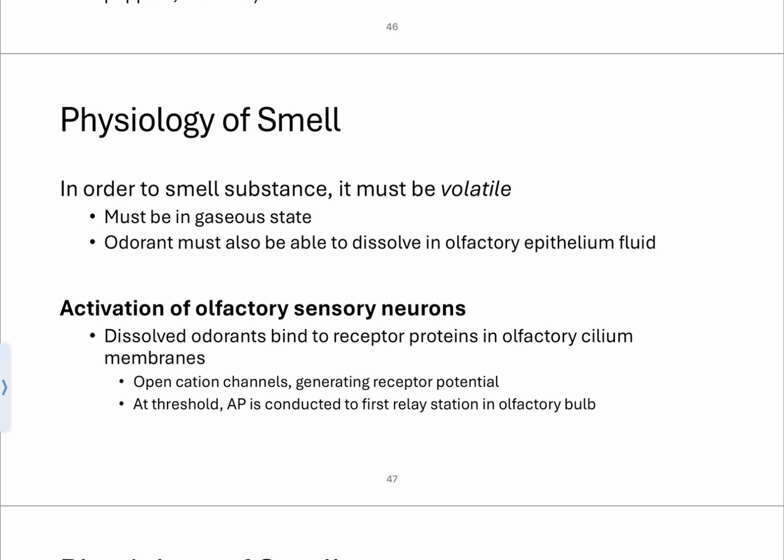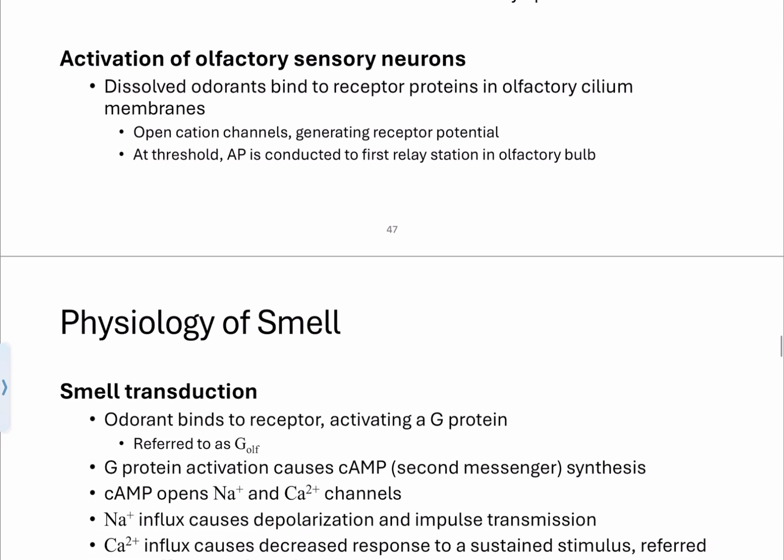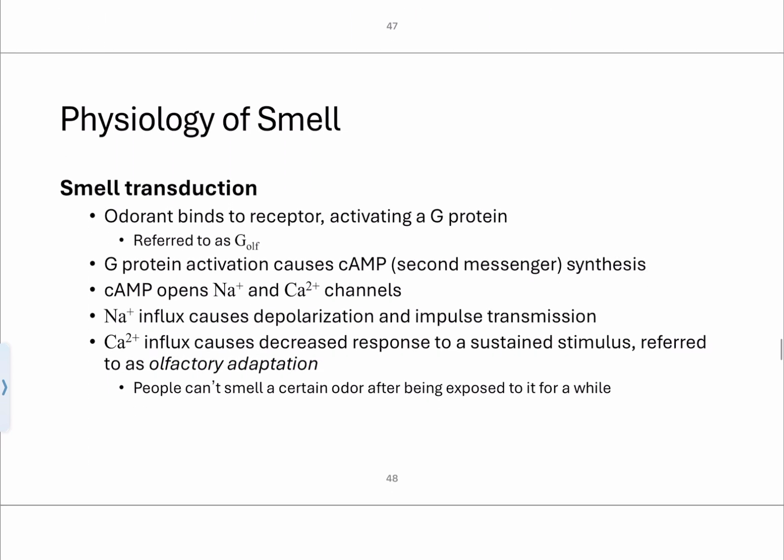So, in order for us to smell a particular odorant, it has to be volatile, meaning that it must be in a gaseous state as it enters into our nasal cavity. Additionally, it has to be dissolved in the fluid that's coating the olfactory epithelium. So, dissolved odorants are going to stimulate olfactory sensory neurons by binding to receptor proteins in the olfactory cilium membranes. When it binds, it's going to open cation channels and generate a receptor potential. Ultimately, we're going to end up with an action potential that's conducted to the first relay station, which is located in the olfactory bulb.